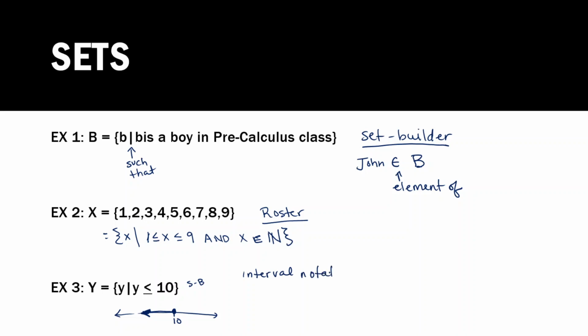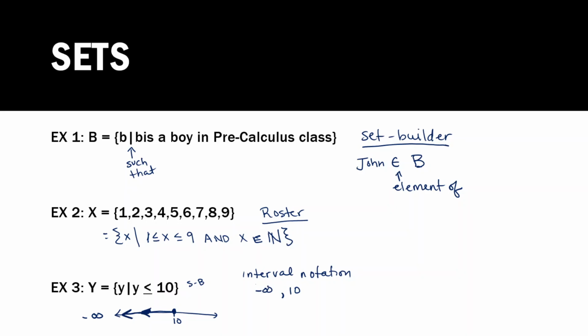Now to write interval notation, we're going to simply put the beginning and the end. So it's going to end at 10. But it keeps going forever to the left. So what's over here all the way to the left? This would be negative infinity.